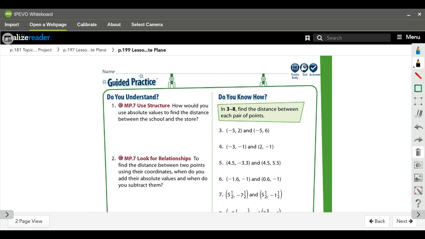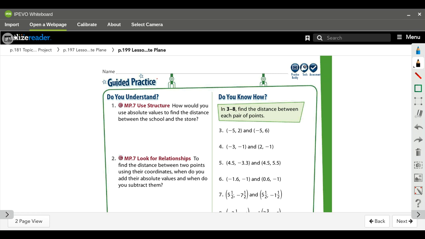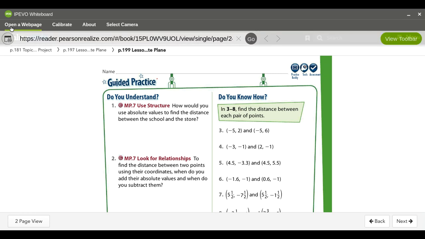To find the distance between 2 points using the coordinates, when do you add their absolute values and when do you subtract them? So if they are in the same quadrant, a nice way to think about it is alliteration. Same, I'm going to subtract absolute value. Different, I'm going to add absolute value. Same, subtract, different, add. Okay.